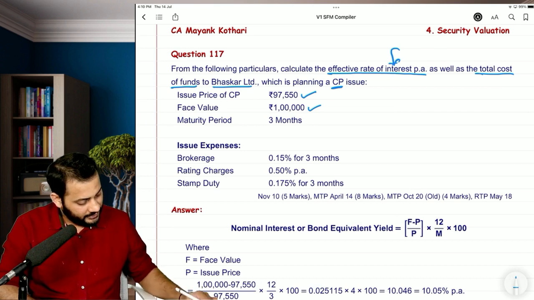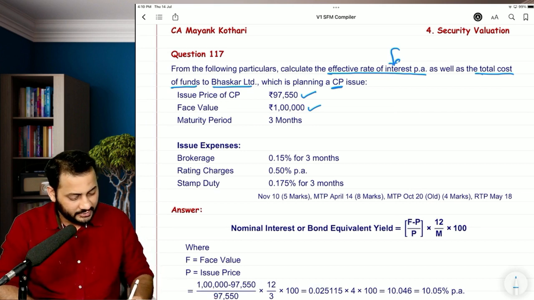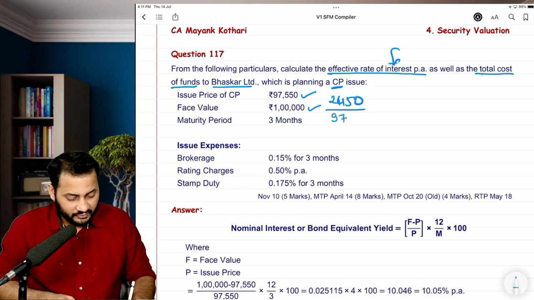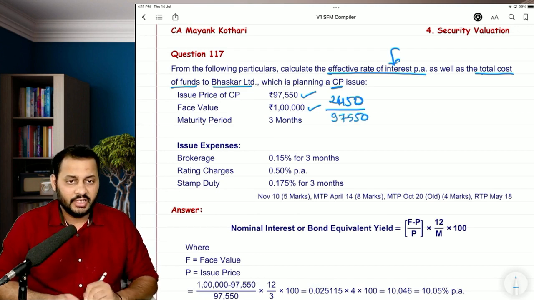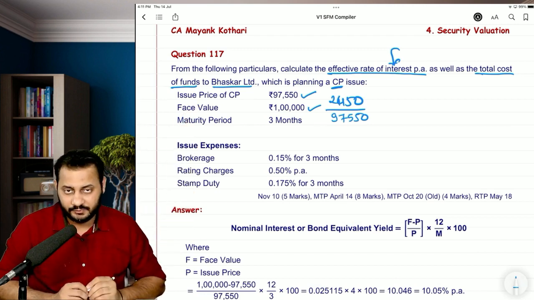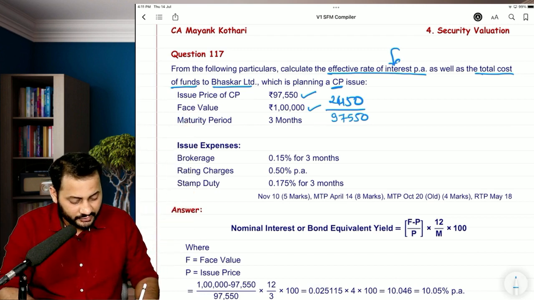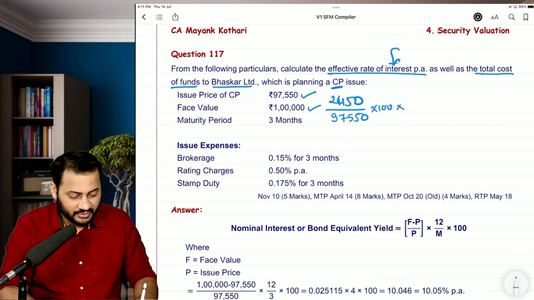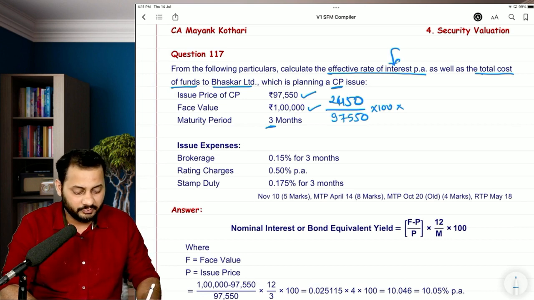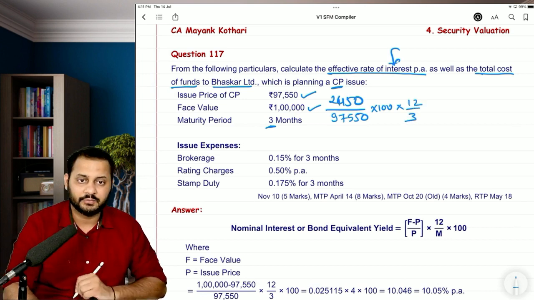1 lakh minus 97,550. Can I say 2,450 will be the cost to the company? And this interest is calculated on 97,550. If they would have said discount, it would have been calculated at 1 lakh. Okay. So 2,450 into 97,550 into 100%. But this is only for 3 months. Right? We have to calculate it on per annum basis, so we can do it 12 by 3.